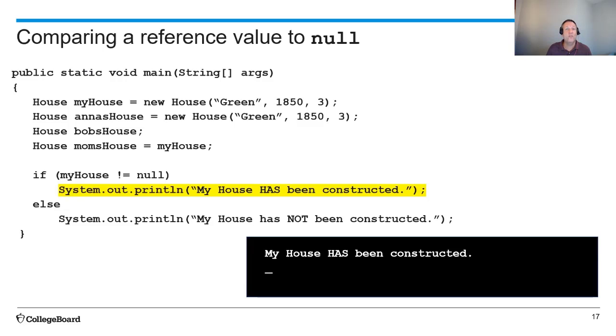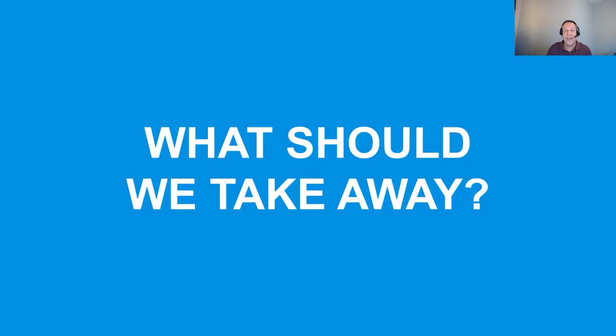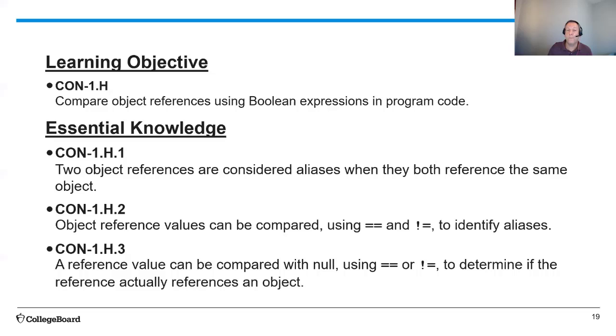And that's how we can use double equal signs and not equal signs to check for aliases and to check for nulls. So what should we take away? Well, we've been comparing object references using Boolean expressions. We know what aliases are. It's when two references are considered aliases when they refer to the same exact object. We use double equal signs and not equal signs to identify those aliases. And we also use the double equal sign and not equal sign to determine if objects are null, if they actually reference an object.